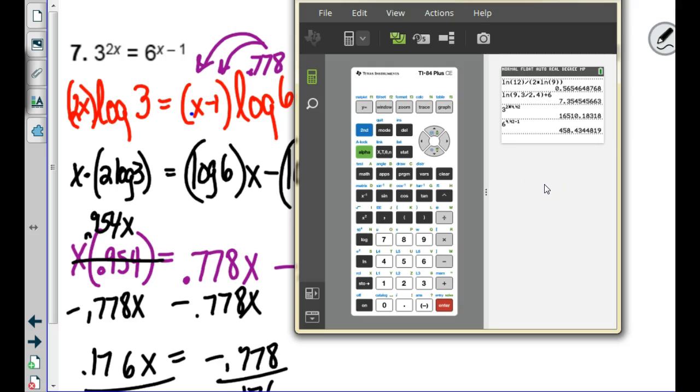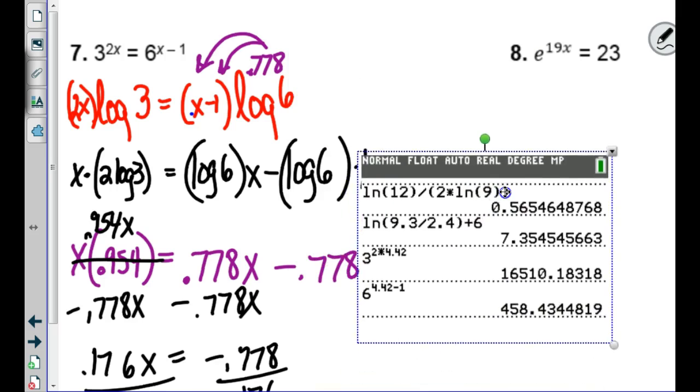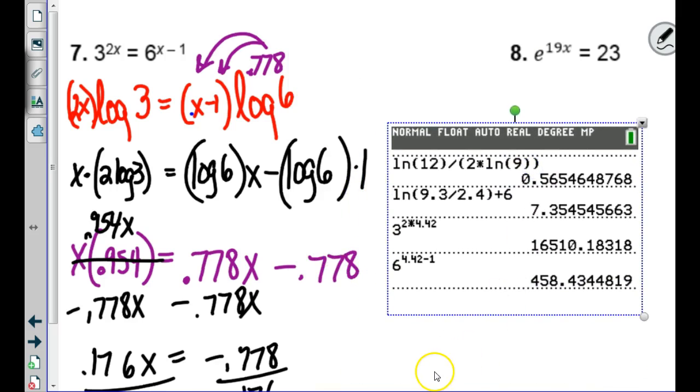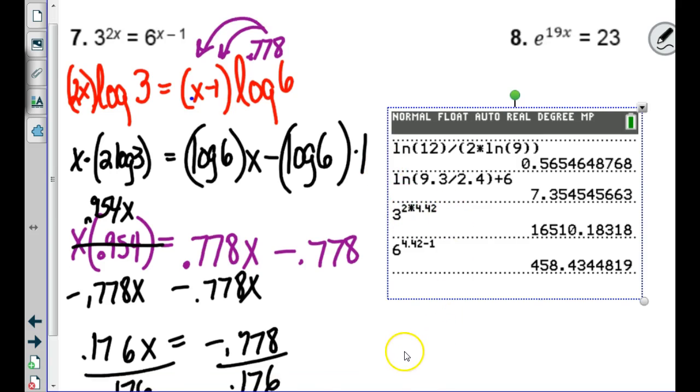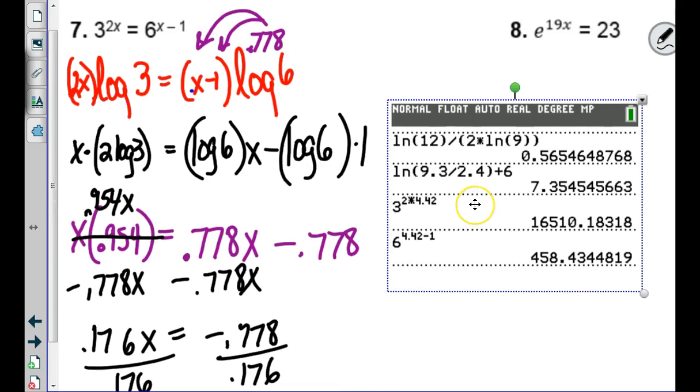Did I do something wrong? Because those aren't even close to equal. 6 to the 4.42 minus 1. 3 to the 2 times 4.42. Okay. Oh, it was negative. It was negative. That's what's totally wrong.